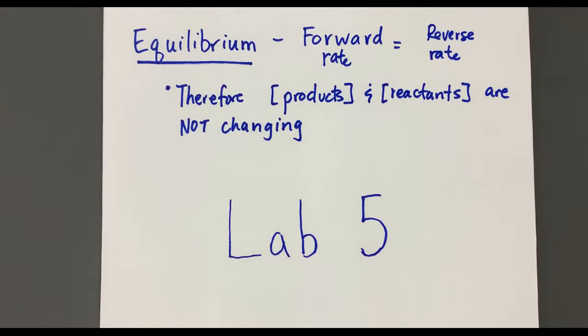Equilibrium is when the forward rate of the reaction is equal to the reverse rate of the reaction, and therefore, as a result of this, the concentrations of the products and reactants are not changing. They are not equal to one another, but the concentrations themselves of the products and the reactants are not changing.